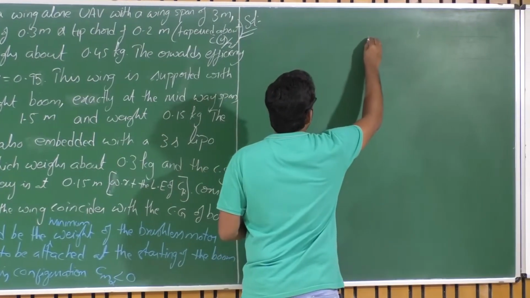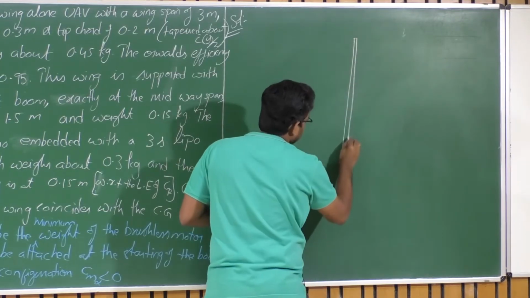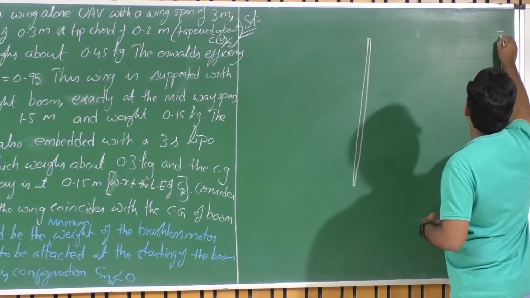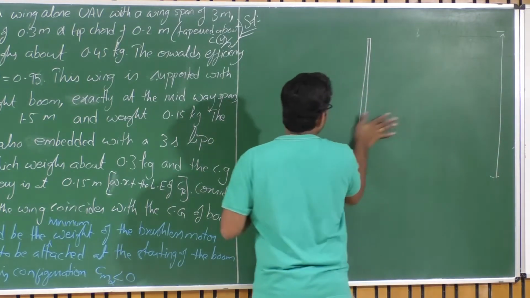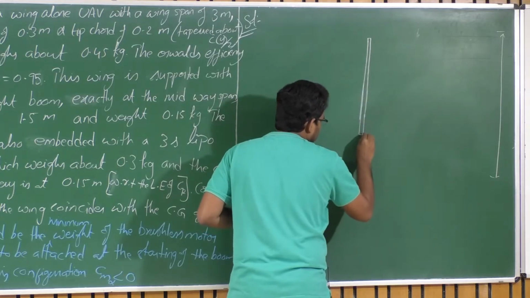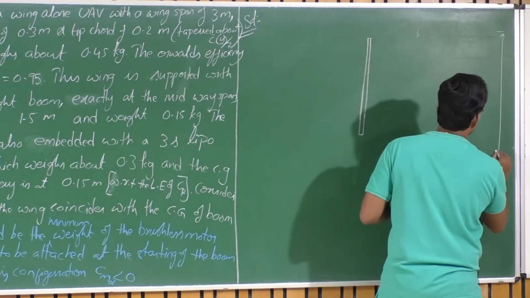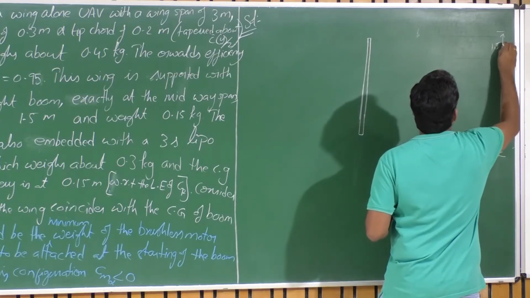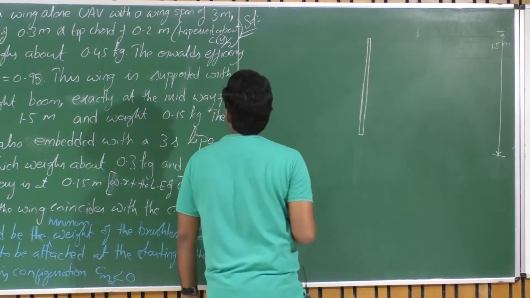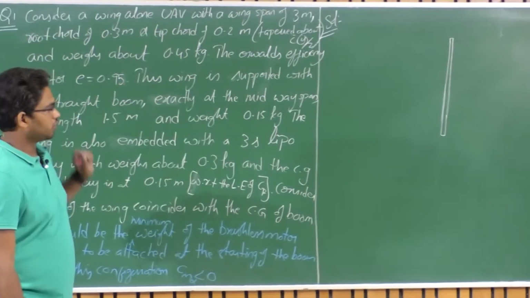Let us say this is the boom, which is about 1.5 meters. Let me reduce this size, otherwise I may not be able to draw it to scale. So say this is 1.5 meters. And then I have a wing of 3 meters, and the CG will be at c by 2, with a root chord of 0.3 meters and a tip chord of 0.2 meters.